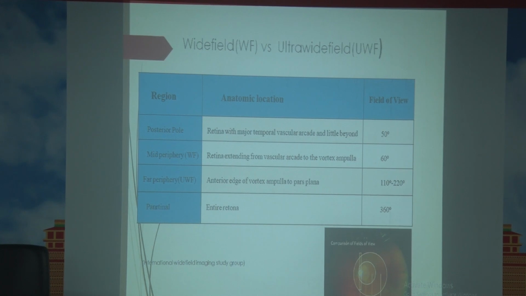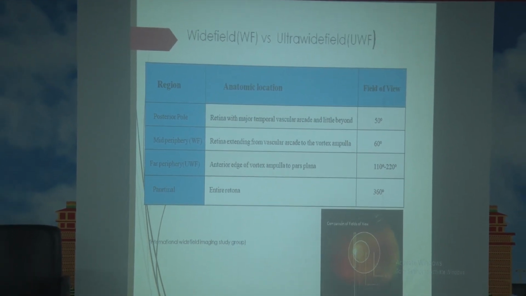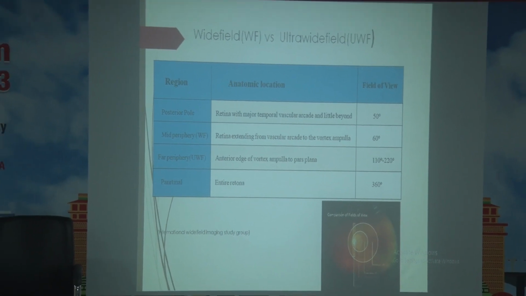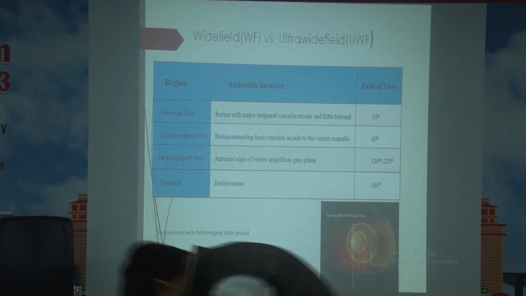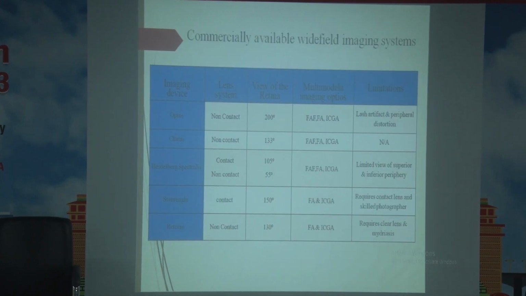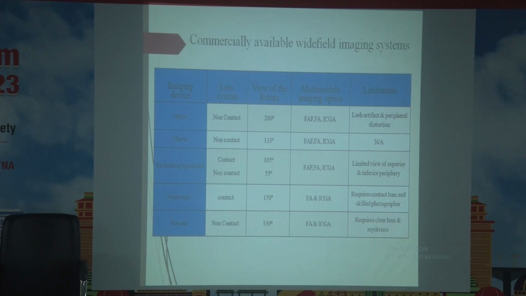Certain terminologies like wide field and ultra wide field we often use in retinal imaging. Up to mid periphery, up to 60 degrees of the field, we term as wide field, and up to 200 degrees it is ultra wide field imaging. Certain commercially available wide field imaging devices are listed below. Out of these, the RetCam and Optos are the most popular, and Optos gives the highest field, up to 200 degrees, and it's a non-contact device.